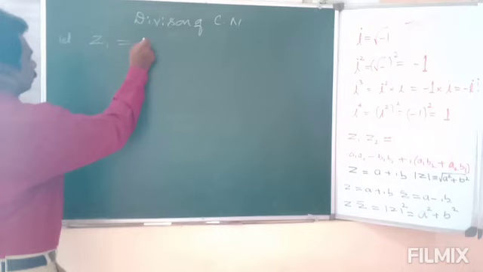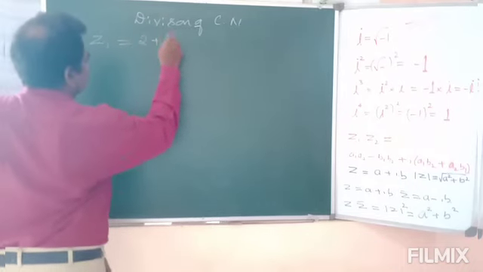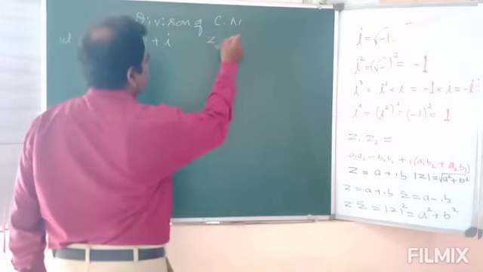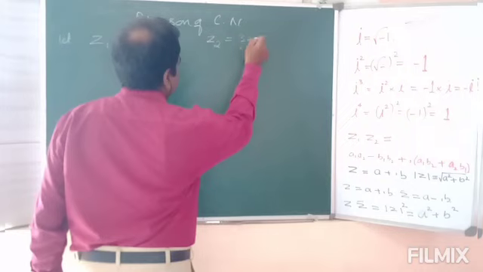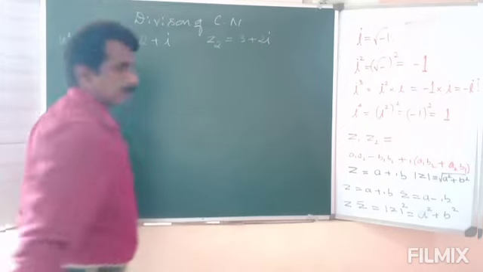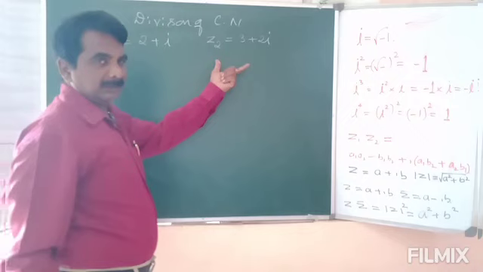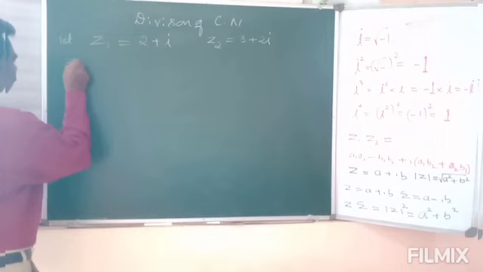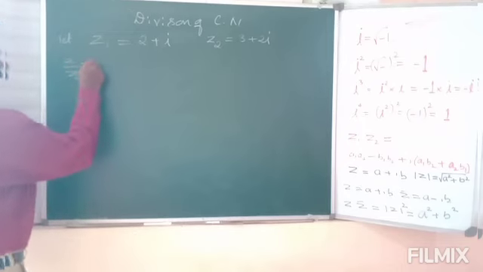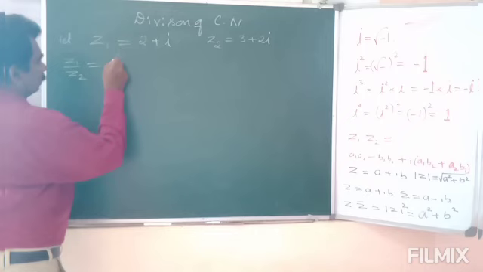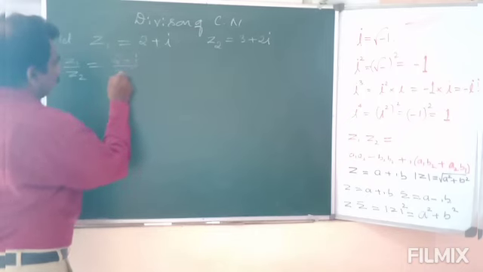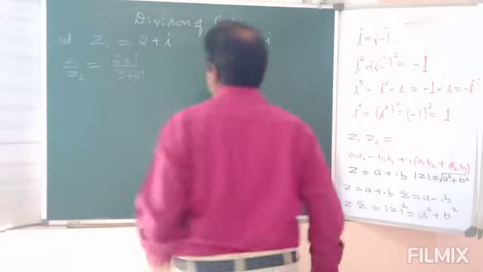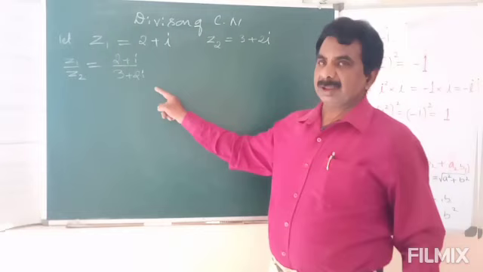Let Z1 is equal to 2 plus i, and Z2 is equal to 3 plus 2i. That is not equal to 0; 3 plus 2i is any number. Now Z1 by Z2: I divide Z1 by Z2, which is equal to 2 plus i by 3 plus 2i.